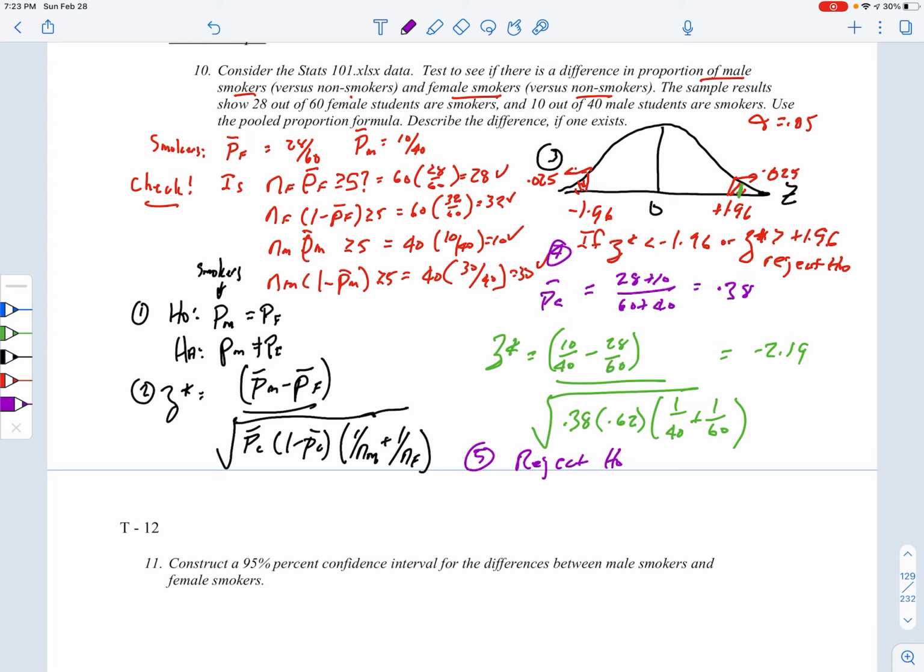And what that shows us here then is that females have a higher proportion of smokers than the males.